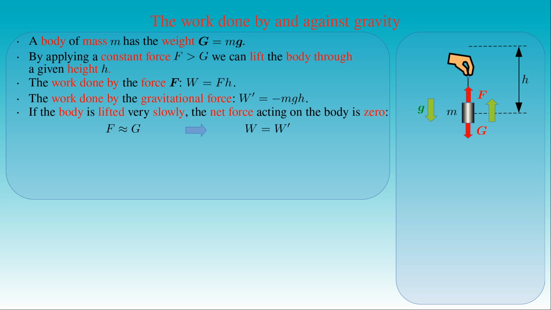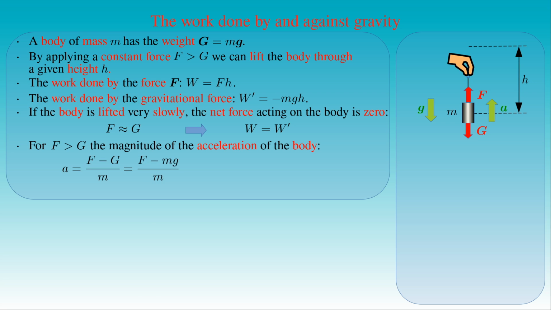In the other case, we lift the body by applying a force F greater than the weight of the body. Then the magnitude of the acceleration a of the moving body can be obtained from the second law of motion stating that it is equal to the magnitude of the net force acting on the body divided by its mass m. Since the magnitude of the net force is given by the magnitude of the force F minus the magnitude of the weight G of the body, this expression is equal to the difference of the magnitude of the force F and the mass m times the magnitude of the gravitational acceleration g, divided by the mass m. Here the work W done by the force F is greater than the work W' done by the gravitational force, and not all the work W is done against gravity.